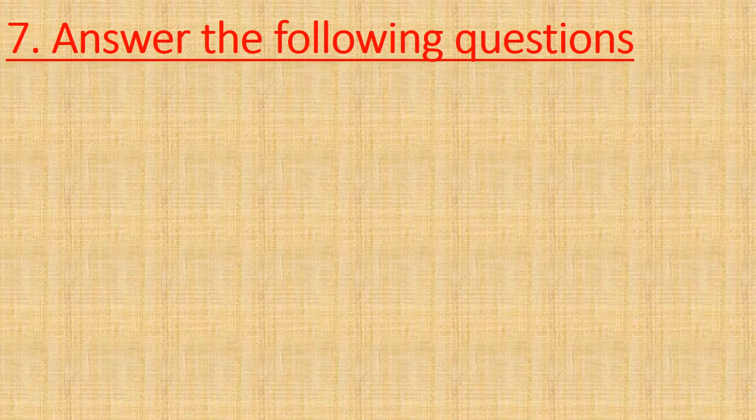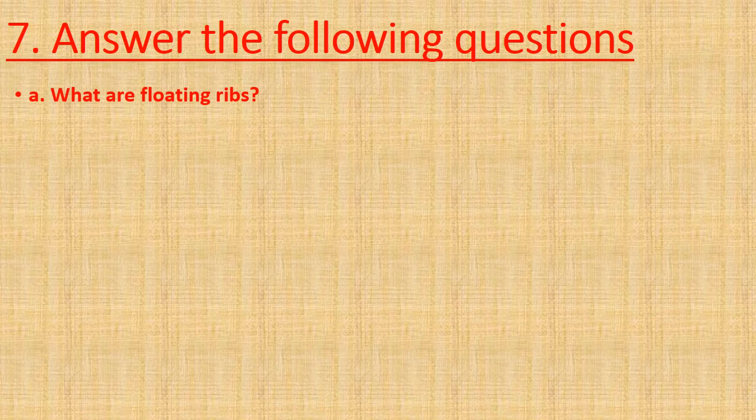Next exercise is answer the following questions. Your first question is, what are floating ribs? Students, we all know that the rib cage in our chest region is formed by 12 pairs of thin, flat or curved bones. So 12 pairs are there. Out of these 12 pairs, 10 pairs are joined to the breastbone in the front.